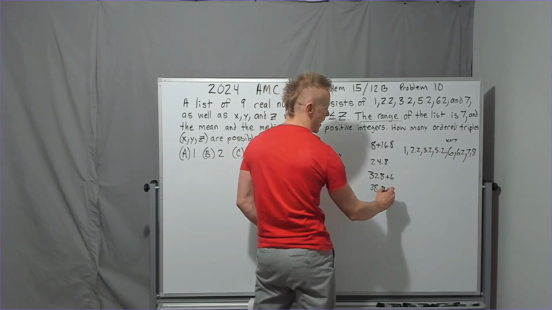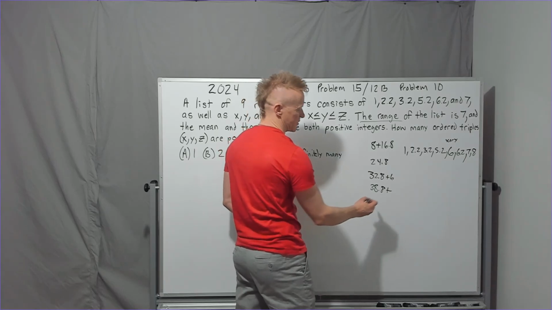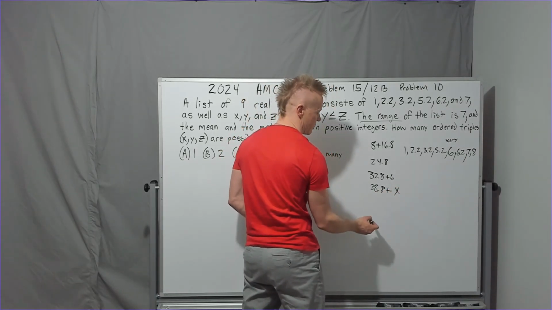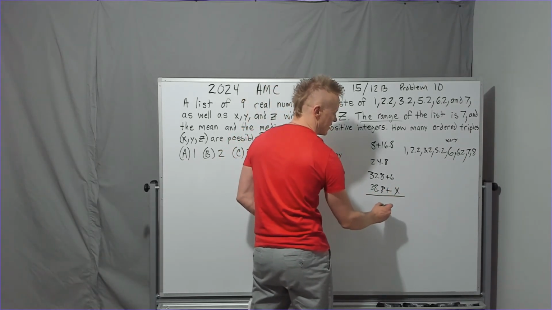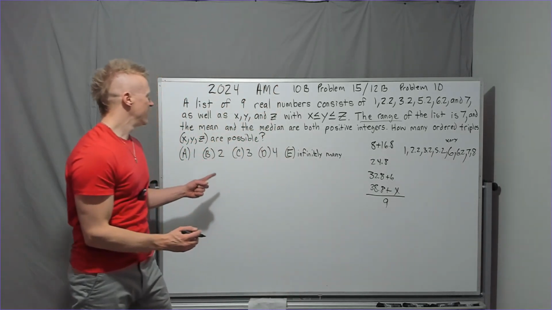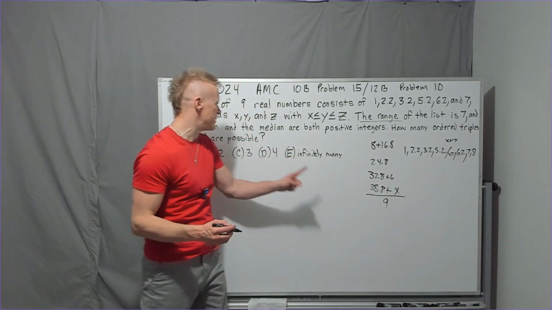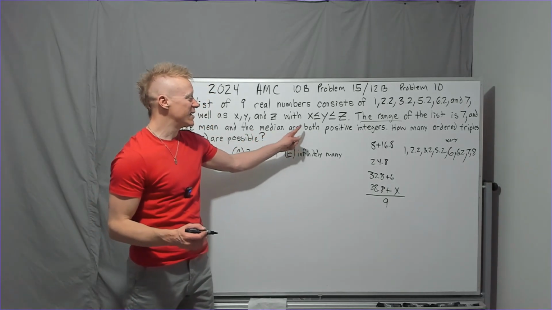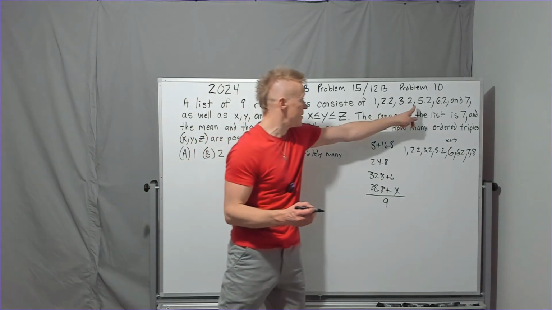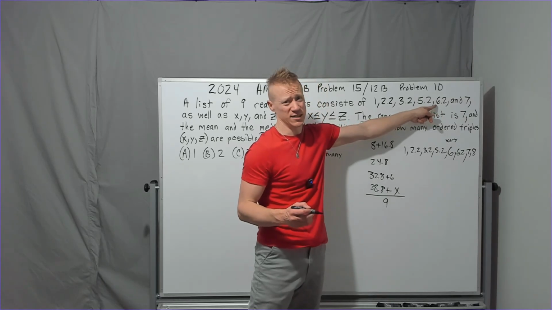And we have to add either x, just call it x for now, or it doesn't really matter, variable's fine, divided by 9, that's the mean, and it has to be an integer. Why does that 6 have to be there? Because the median has to be an integer, and our current median is this 6.2, which is not an integer.